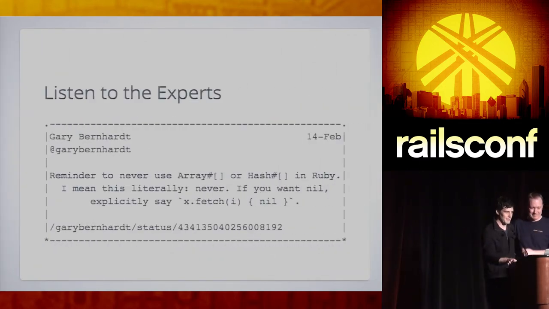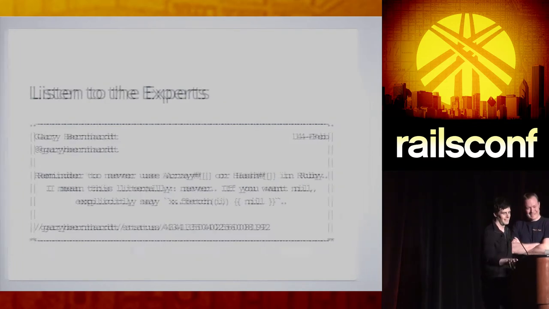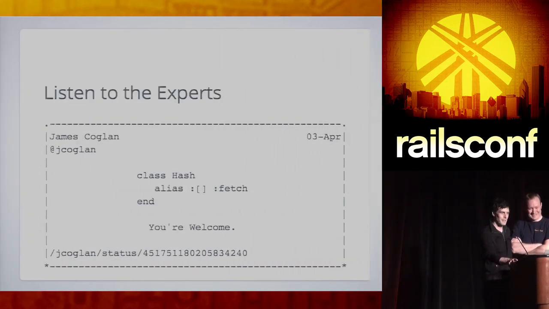So what do the experts say? I'm going to quote Gary Bernhardt. He reminds us never, never to use square brace on array or hash. Always be fetching. Always be fetching. James Coglan says the same thing. Let's just alias and be done with it.